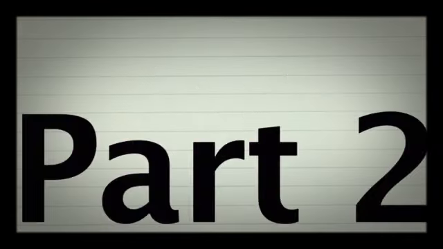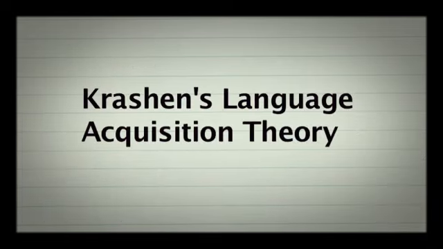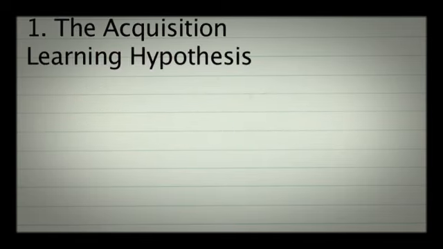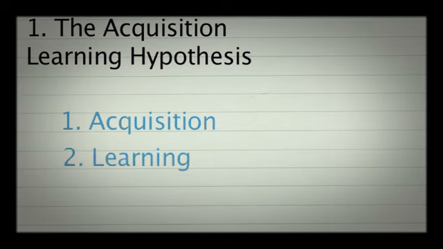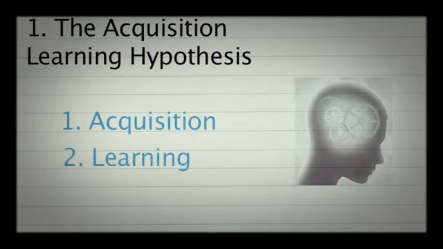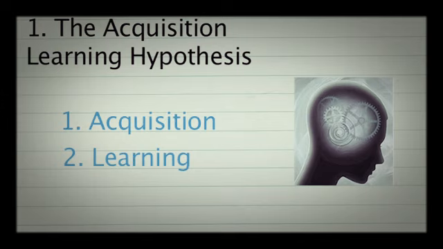Krashen language acquisition theory. The natural approach is based on Krashen language acquisition theory. Principal tenets of this theory are the following. The acquisition-learning hypothesis. There are two distinctive ways of developing competence in a second language: acquisition and learning. Acquisition is an unconscious process that involves the naturalistic development of language proficiency through understanding and using language for meaningful communication.